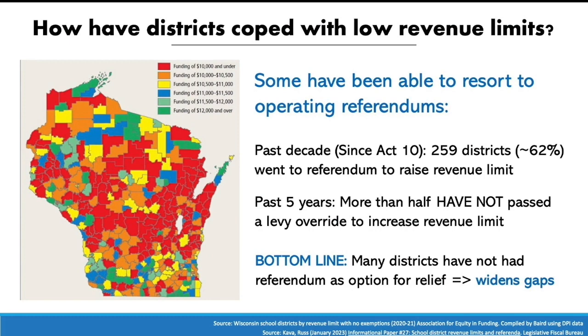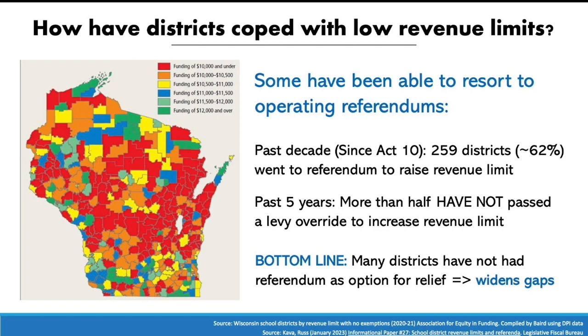So what recourse have districts had to cope with the disparities and low spending caps that persist because of revenue limits? Many districts have taken advantage of one of the only forms of recourse available to them. They have asked their voters to override their limit and raise property taxes through an operating referendum. Since 2013, the year after revenue limits were drastically cut as part of Act 10, 259 districts have exercised that option to go to operating referendum to try to remedy their situation.